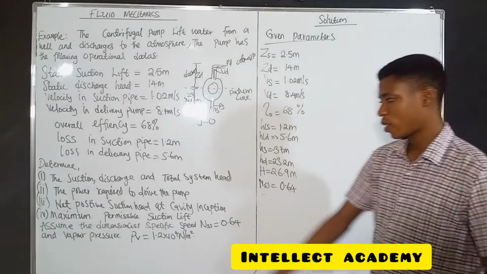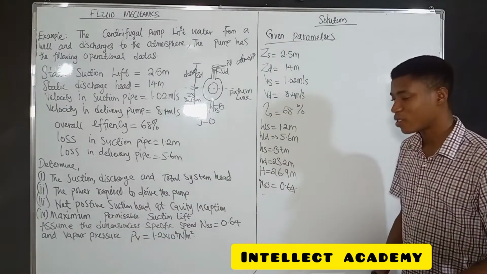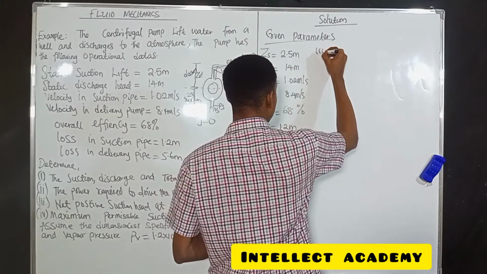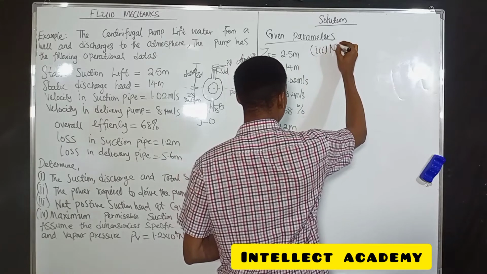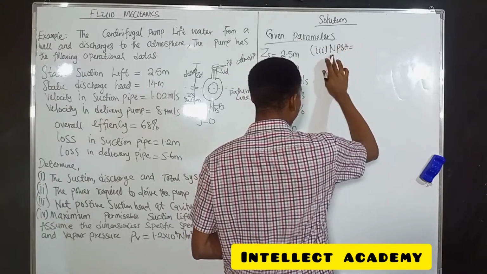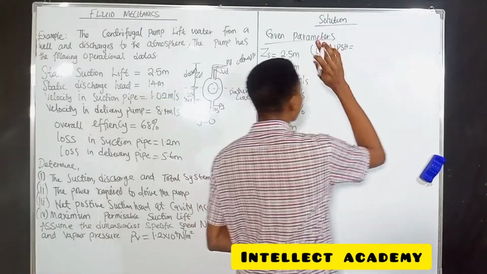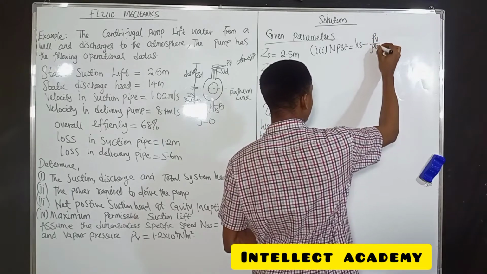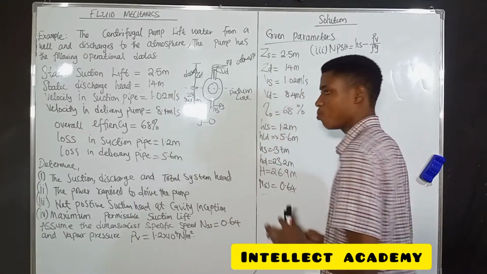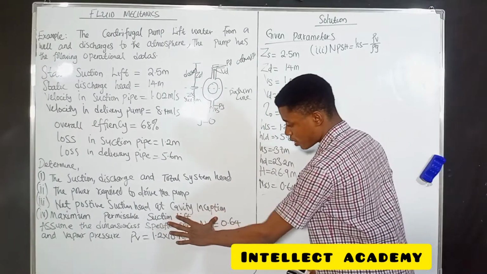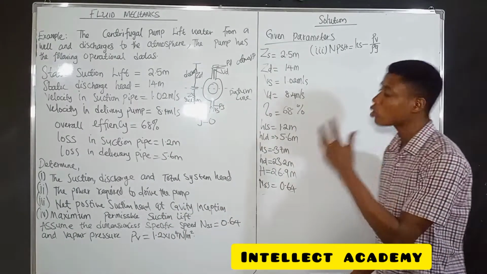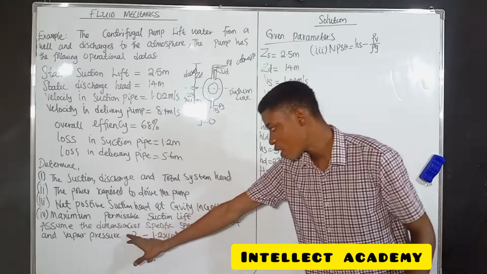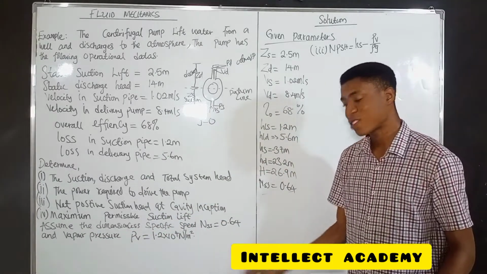We have to calculate our net positive suction head at cavity inception. So we have to calculate part III, which is the third question. We have the net positive suction head, represented by NPSH. Take note that it is equal to HS minus the vapor pressure over rho g. Because they gave us cavity inception, we cannot solve this using this method. They told us to assume the dimensionless specific speed to be 0.64.